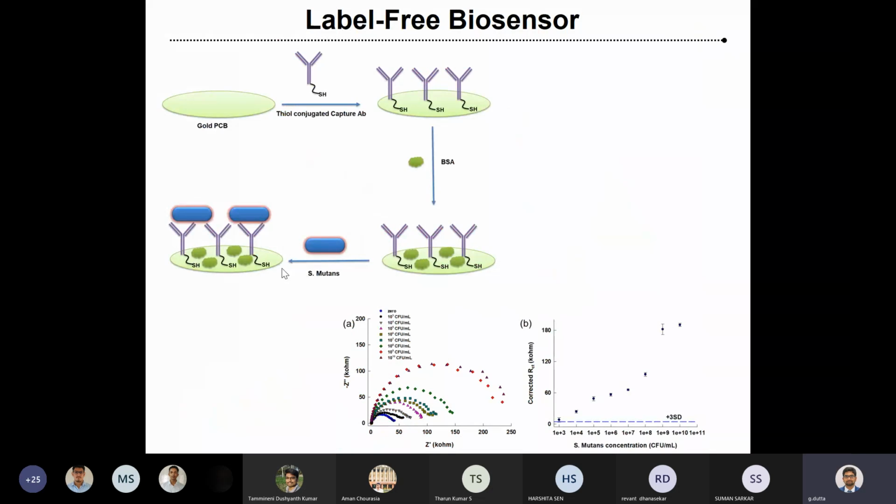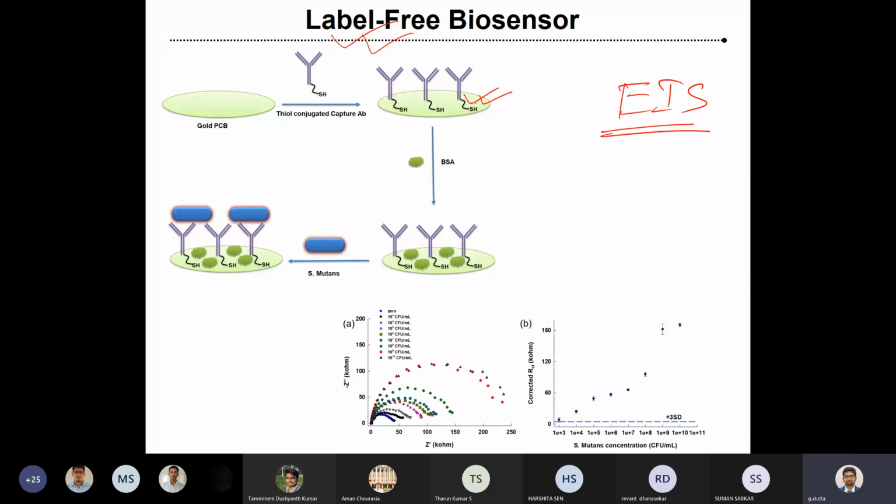Now I can show you this on a label-free sensor. I taught you the washing-free one, now I am going to teach you the label-free one. What is label-free? Label-free means your secondary antibody will not be conjugated with any label or any electroactive probe, like an enzyme or methylene blue. If it is not conjugated with any label, that is called a label-free sensor. For the label-free sensor, generally we use electrochemical impedance spectroscopy. I think I already taught you this, S mutant detection.